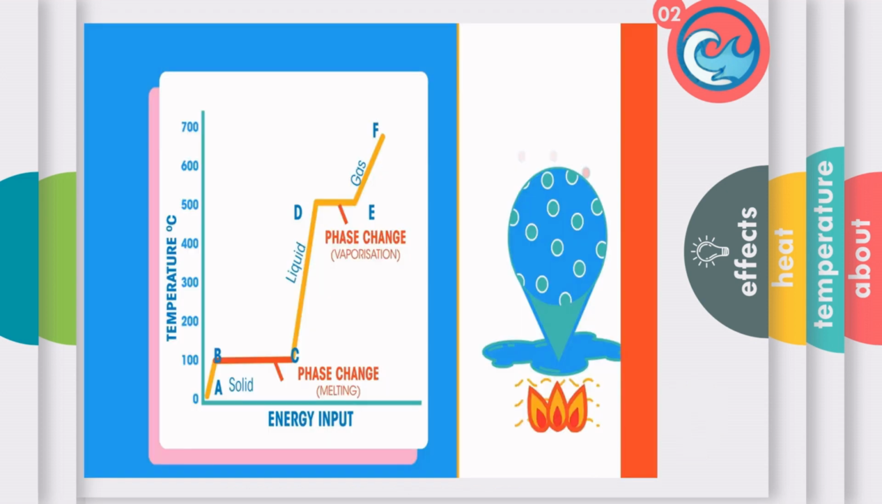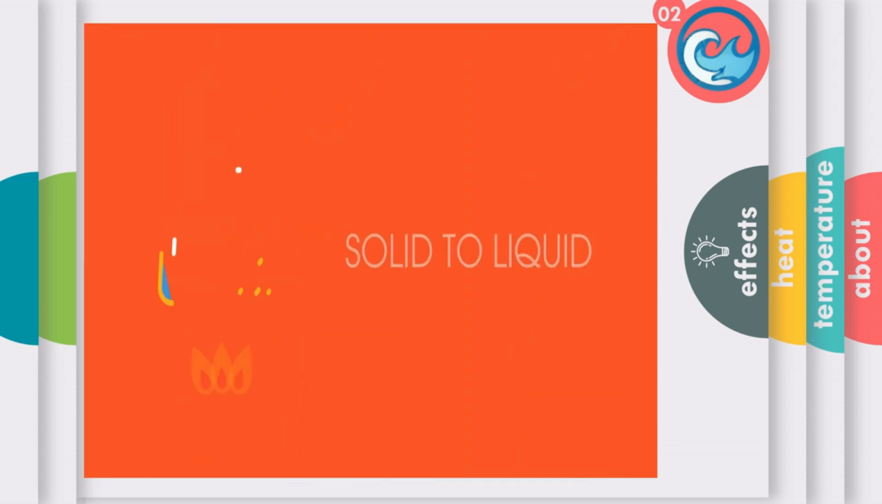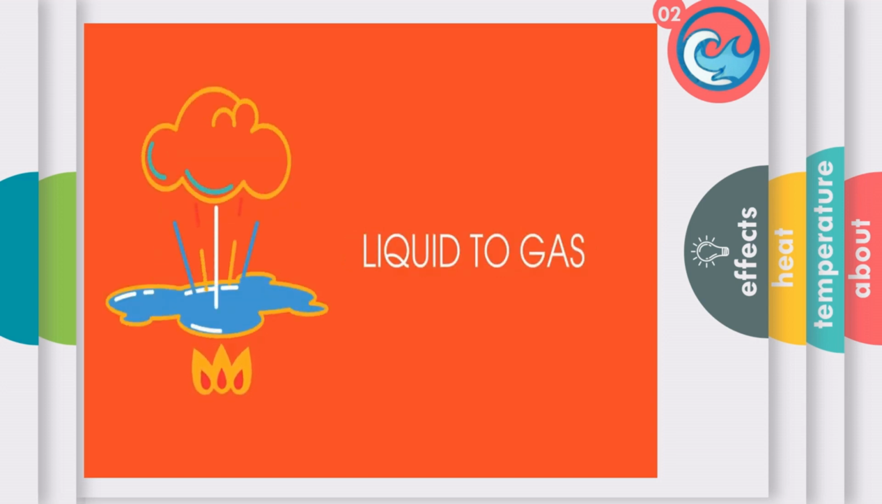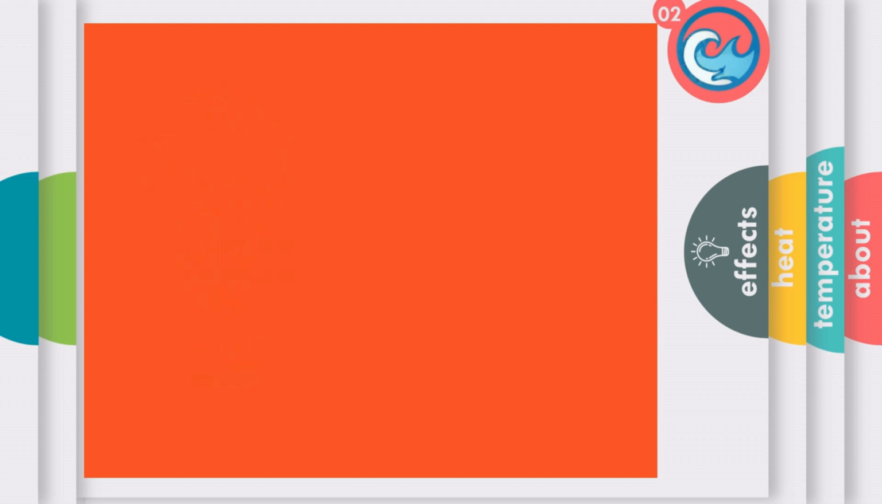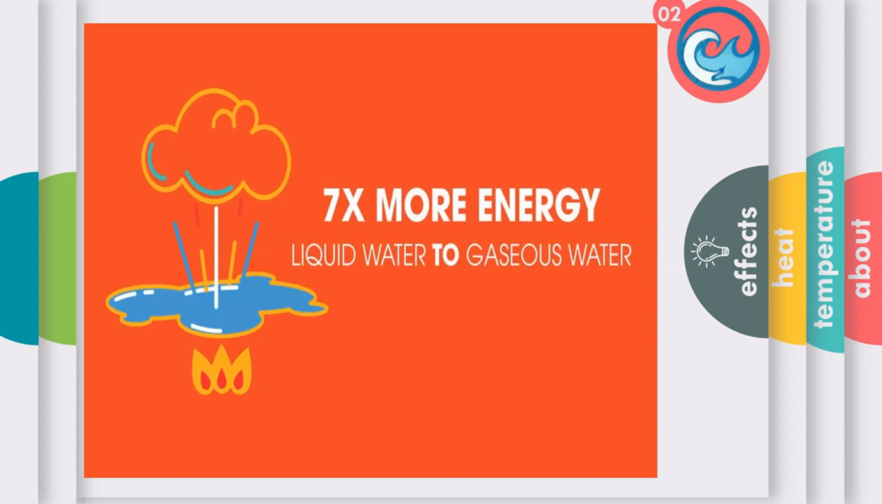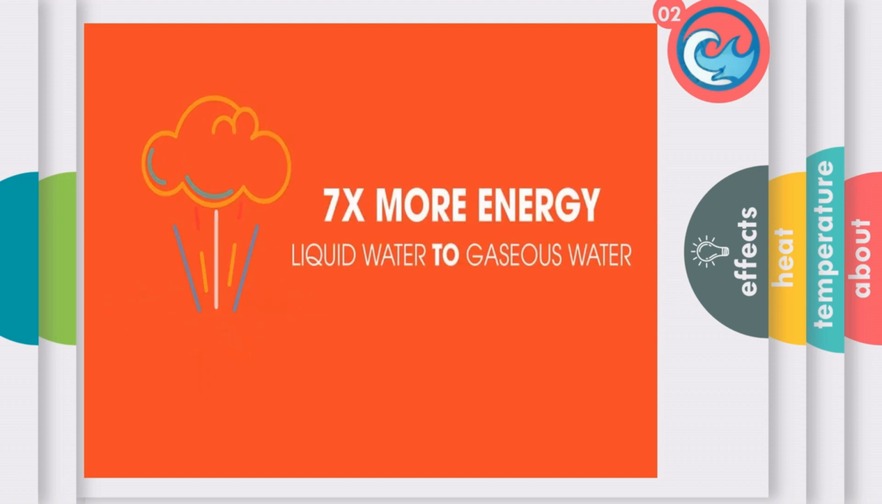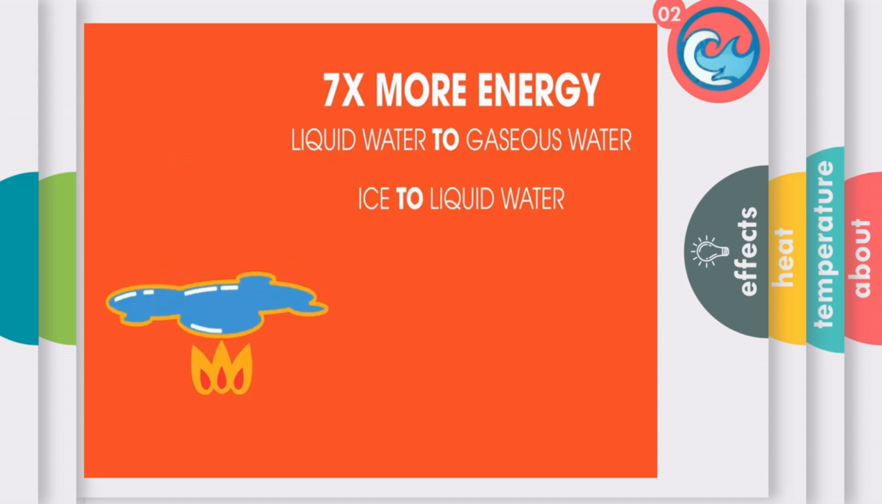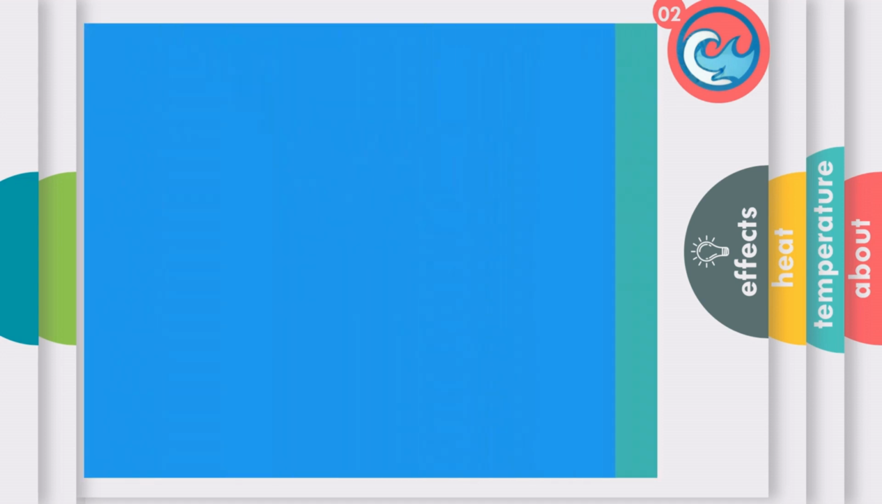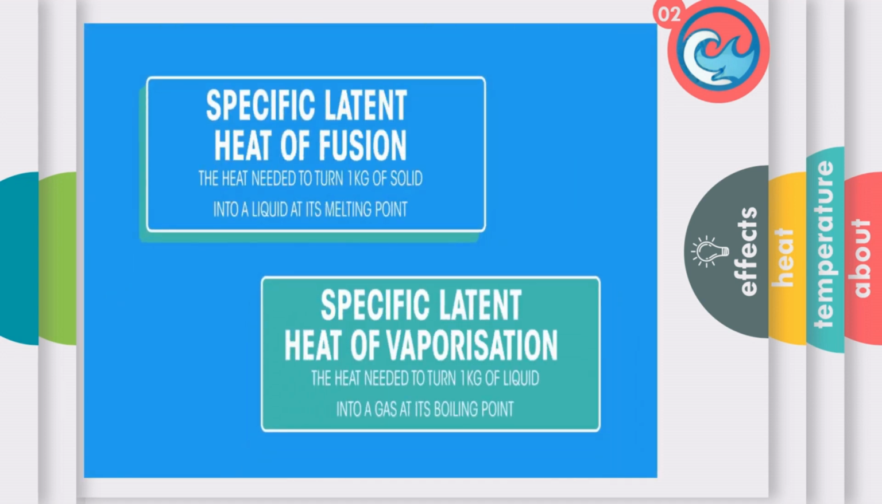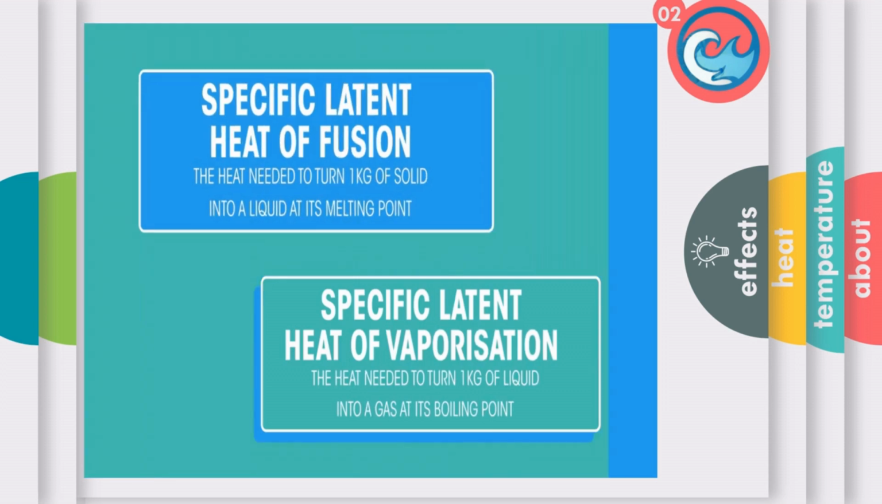Remember that it may take a different amount of heat energy to change a solid into a liquid than to change a liquid into a gas. For example, it takes 7 times more energy to turn liquid water into gaseous water than it does to melt ice into liquid water. In short, latent heat of fusion is always smaller than the latent heat of vaporization.